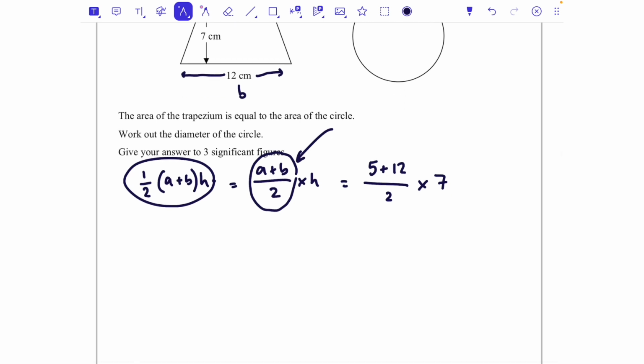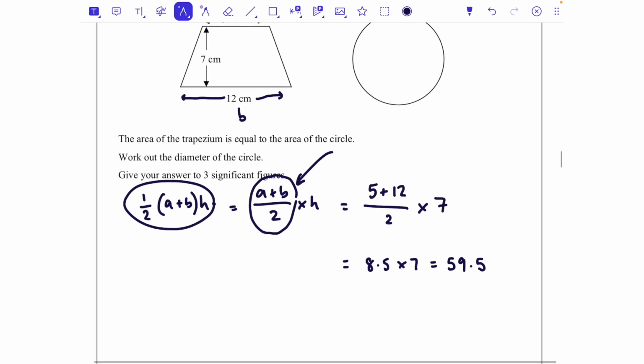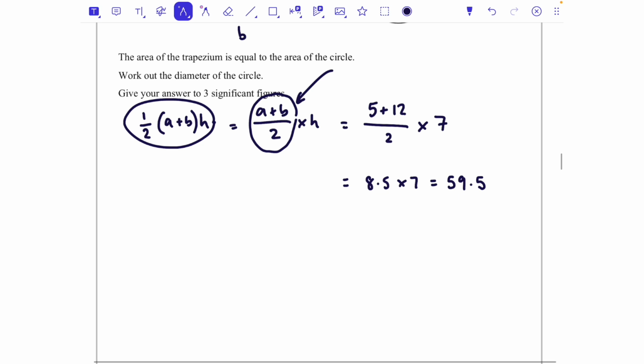So 5 add 12 is 17. 17 divided by 2 is going to be 8.5 times by 7, and 8.5 times 7 is 59.5. So we've got the area of the trapezium, 59.5, and we know that that is equal to the area of the circle. So 59.5 equals pi r squared.